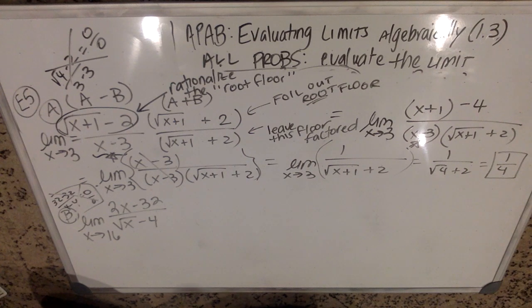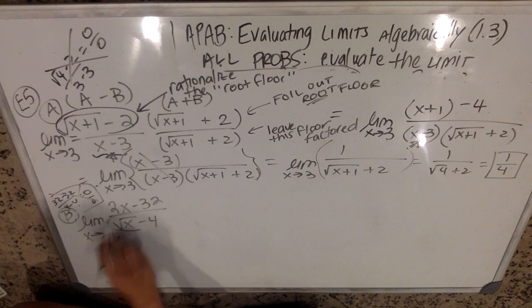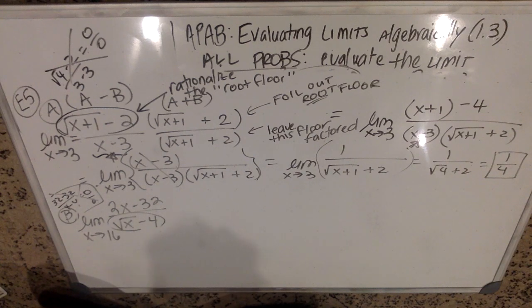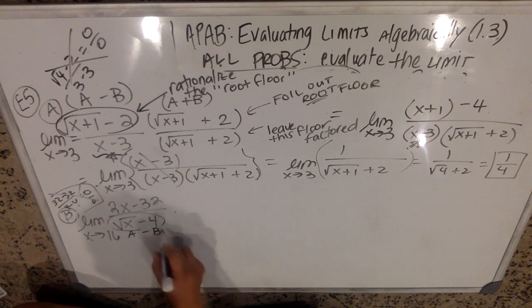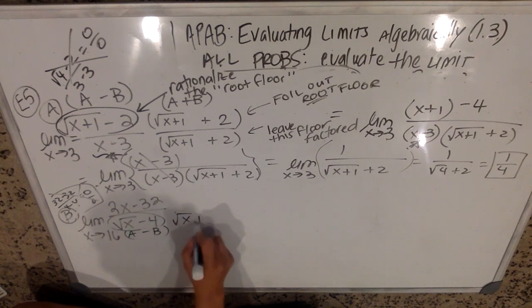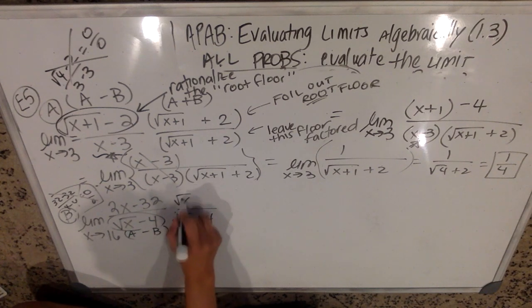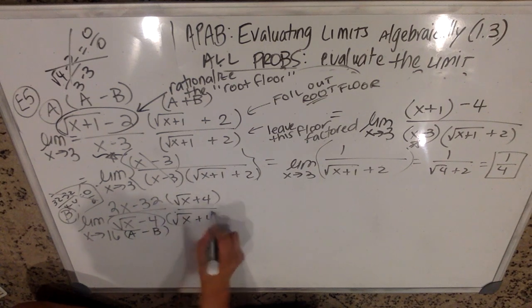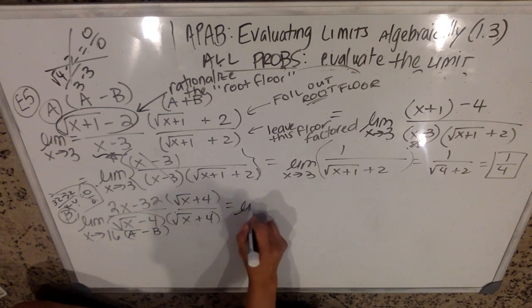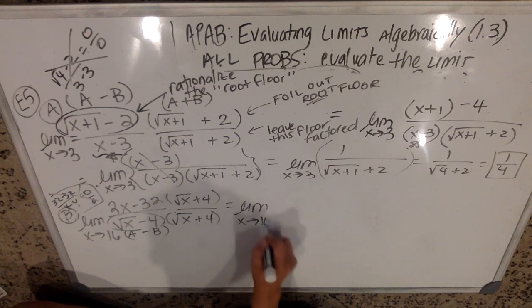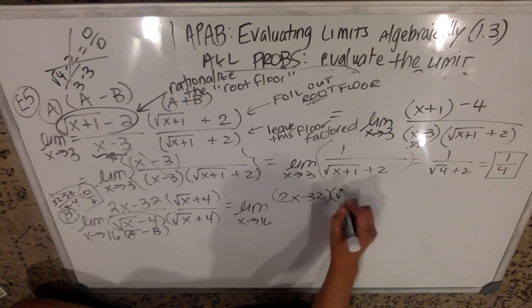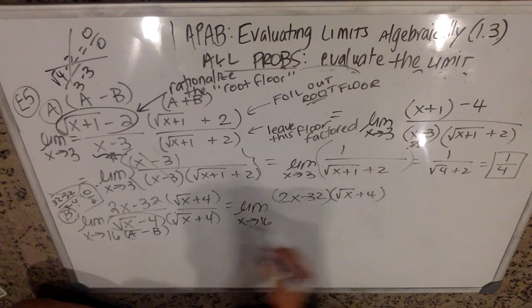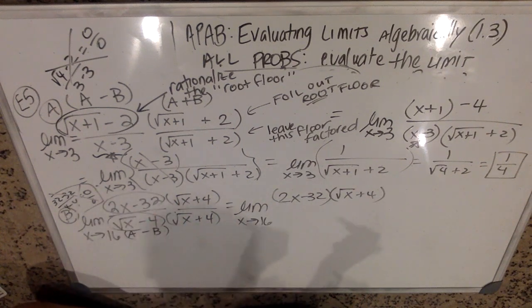Thank you, Admiral Ackbar. So in this situation, this is my root x minus 4. So what I want to do is create a difference of squares. This is my a minus b, so I'm going to multiply by root x plus 4 on both the top and the bottom. Right? So when I do that, I'm going to get the limit as x approaches 16. Now remember, I'm going to leave this 2x minus 32 times this ugly monstrosity because I want something to cancel. Some part of this factor is what's going to cancel.